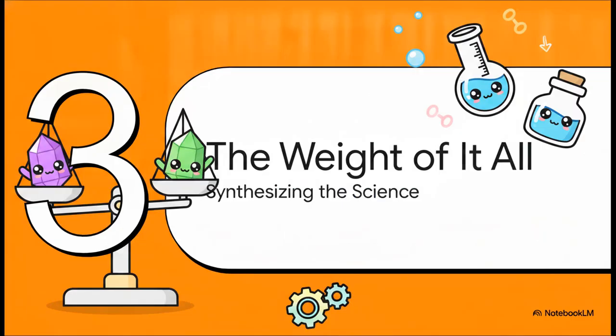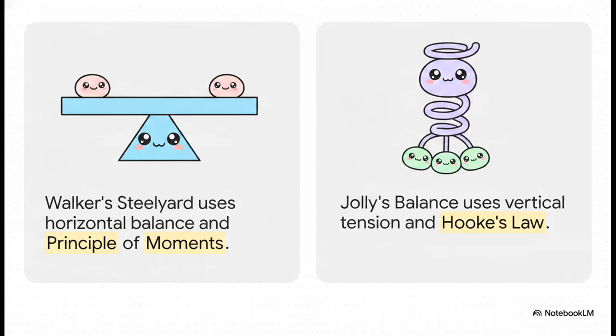Okay, let's wrap this up in section 3, the weight of it all, synthesizing the science. And this brilliantly illustrates the two totally different mechanical approaches we've looked at today. On one hand, you've got Walker's Steelyard, operating entirely on a horizontal plane using physical levers and the principle of moments. On the other hand, you have Joly's balance, operating on the vertical plane using elastic springs and Hooke's law. Two completely different ways to manipulate basic physics.